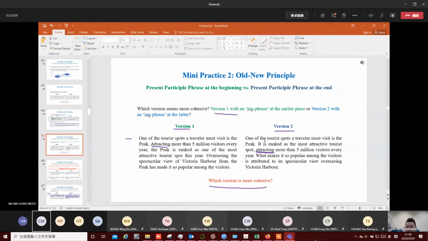In version 2, one of the tourist spots a traveler must visit is the Peak. It is ranked as the most attractive tourist spot, attracting more than 5 million visitors every year. What makes it so popular among visitors is attributed to its particular view overseeing Victoria Harbour. The content is the same, but you will see the sequence is a bit different. Can you tell me which version is more cohesive, 1 or 2?